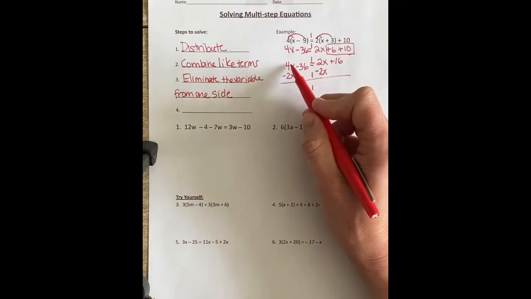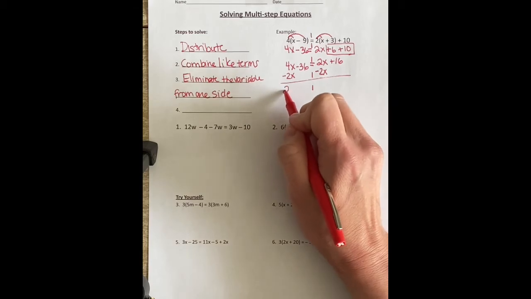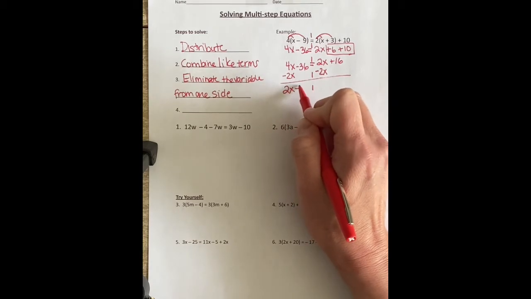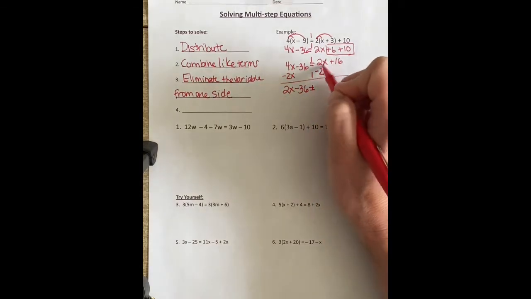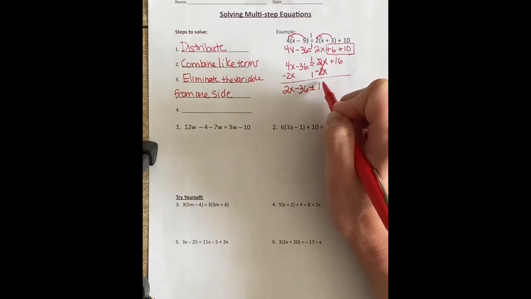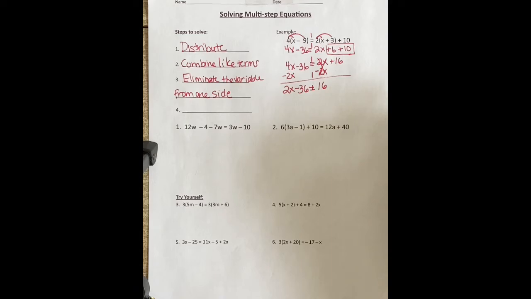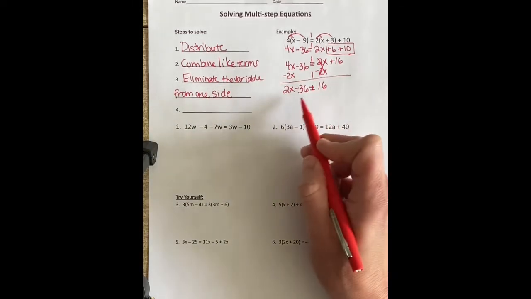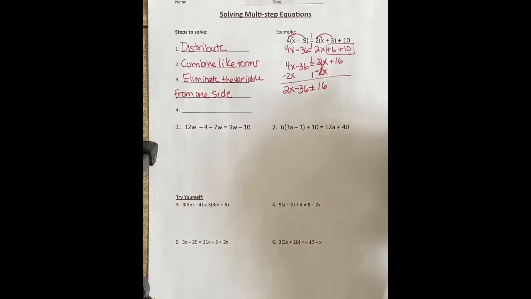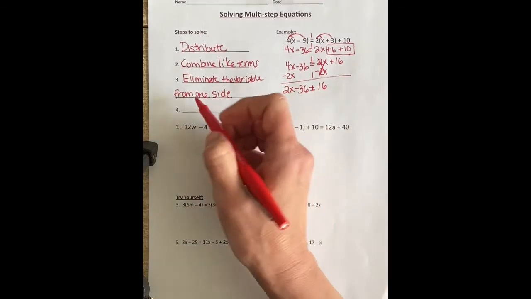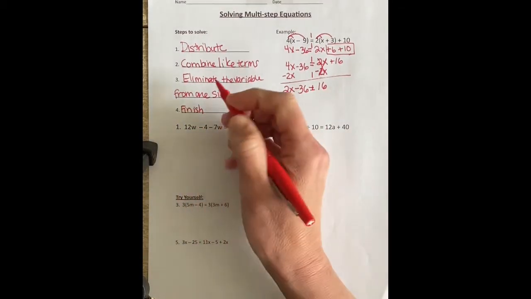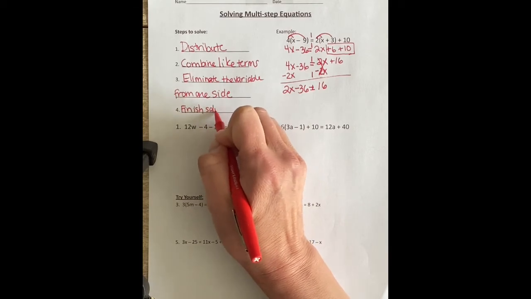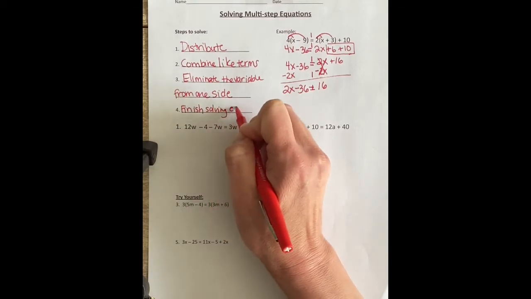So now 4x minus 2x is 2x. And then I've got to bring down all my other terms. So minus 36 equals 16 now, because the 2x minus 2x is 0. Now we have an equation that hopefully everyone remembers how to solve. We're going to finish solving the equation using inverse operations. So finish solving equation.